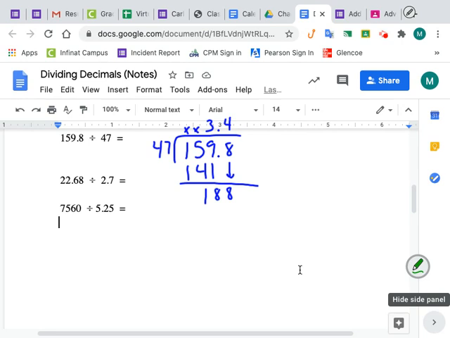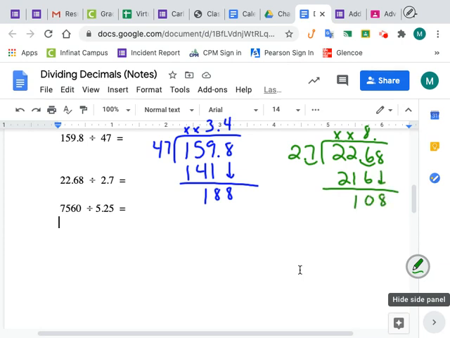22 and 68/100 divided by 2 and 7/10. Move my decimal point one place each direction, put it straight up in my quotient. I know it's not going to go here and here, so it goes 8 times, which gives me 216. Bring down my 8, and it goes in there 4 times evenly to come out as 8 and 4/10.